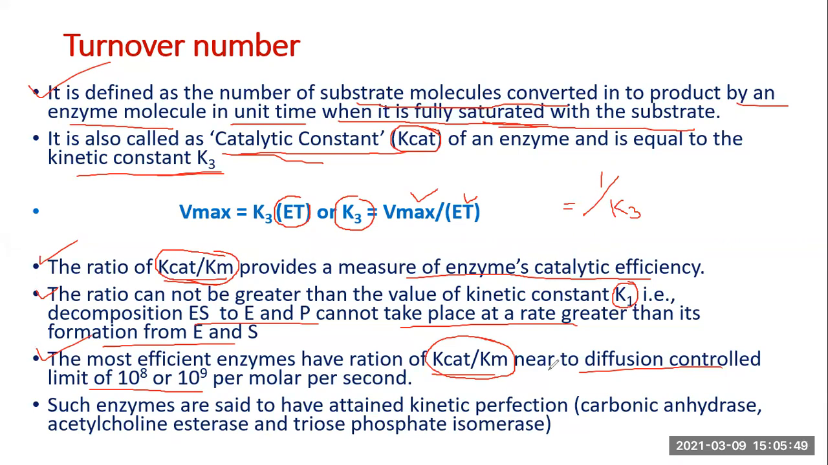They are so efficient that as soon as the substrate comes to the active site, they convert it into product. So those are called the most efficient enzymes, and they will have their ratio of Kcat upon Km of the order of 10 to the power 8 to 10 to the power 9 per molar per second, right? Such enzymes are said to have attained kinetic perfection. They are operating at their highest efficiency. Some of the enzymes which have attained kinetic perfection are carbonic anhydrase, acetylcholinesterase, and triose phosphate isomerase.